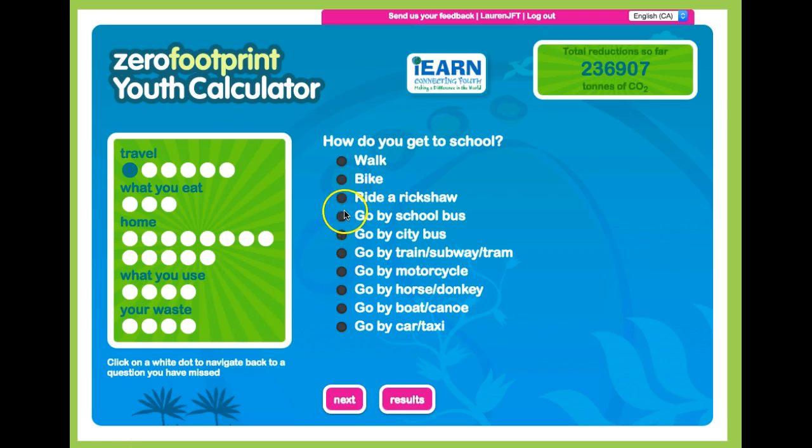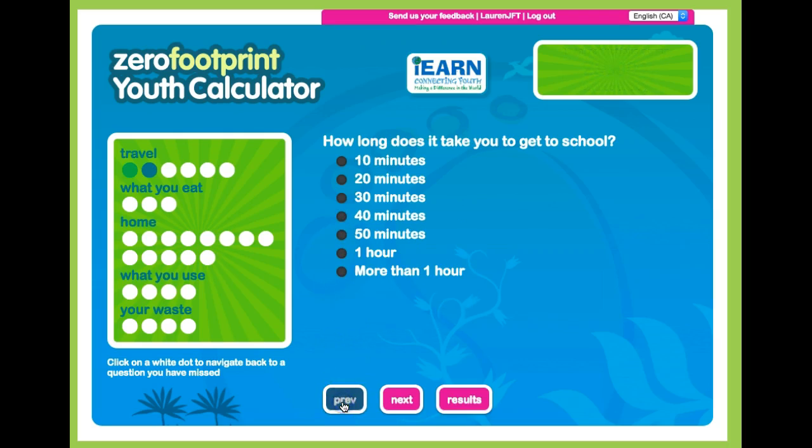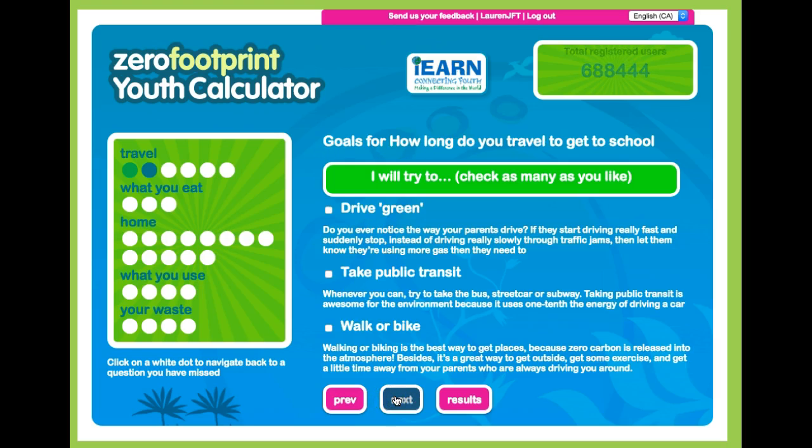For example, students may say they get to school by taking the school bus. To get from their school to their house may take them roughly 10 minutes. Next, students will consider how to reduce their impact by making small changes such as walking or biking to school.